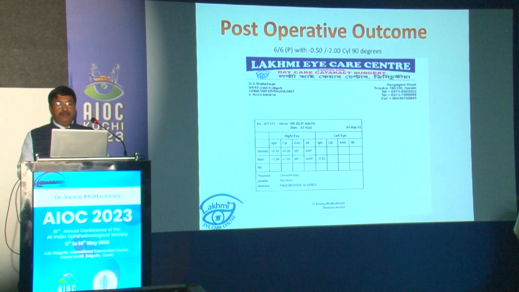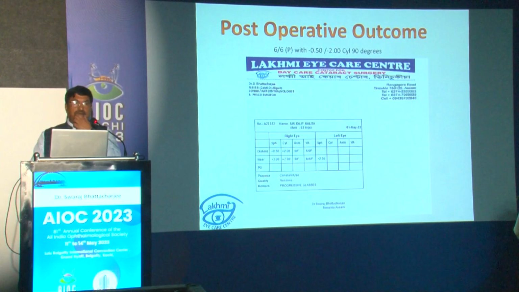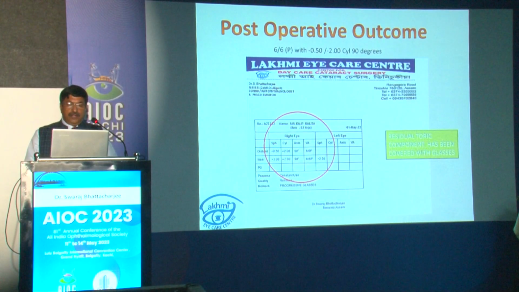In the post-operative outcome, we have seen that it has a very high cylinder. So ultimately, the patient got a 6/6 partial vision with 0.50 spherical with -2 diopter cylinder at 90 degrees. The residual toric component has been covered with glasses. There was no way to add a toric lens in this situation.